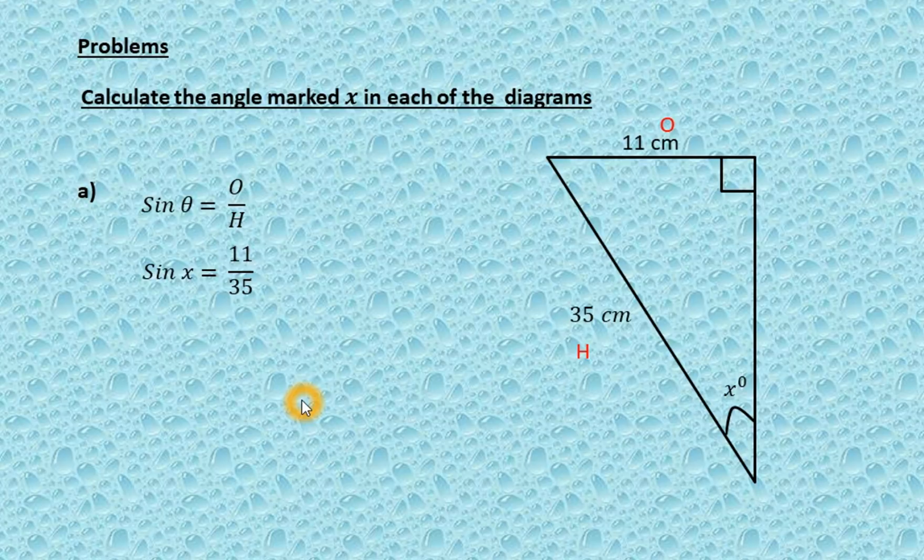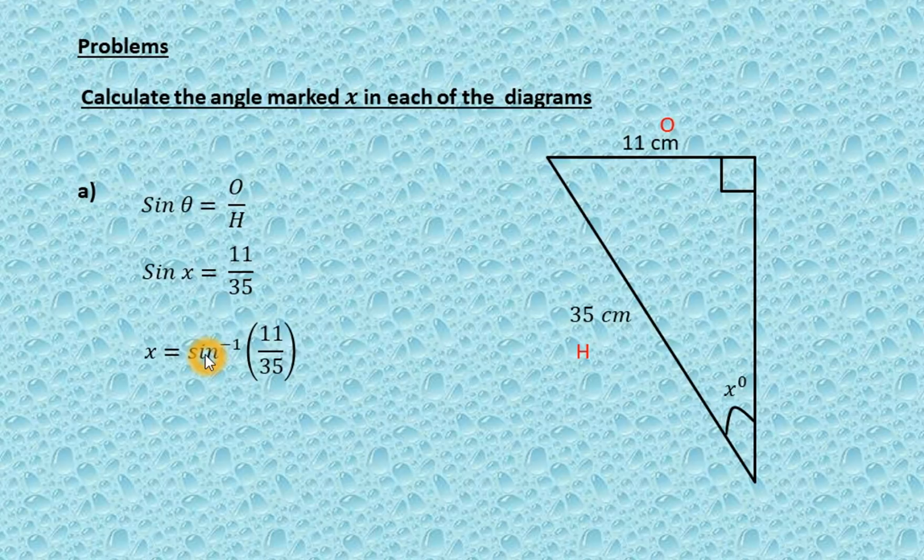The next one, we are going to take this sine to the other side, where it will become the opposite. We know the opposite operation of multiplication is division, and the opposite operation of addition is subtraction. In the same way, the opposite of sine is sine inverse. We can write x is equal to sine inverse of 11 divided by 35.